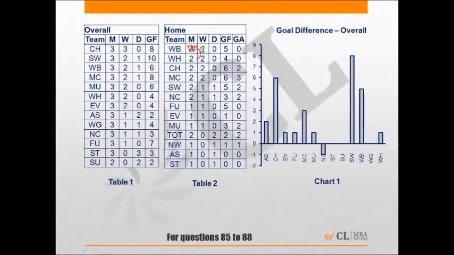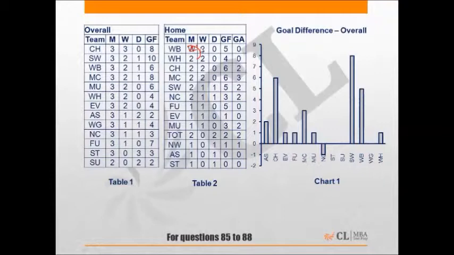And one more thing that should be noted here is it is not necessary that the top 13 teams based on overall situation would be the same top 13 teams based on home matches played. On observation, we find WZ and SU are not the teams that fall into the top 13 teams based on home performance.